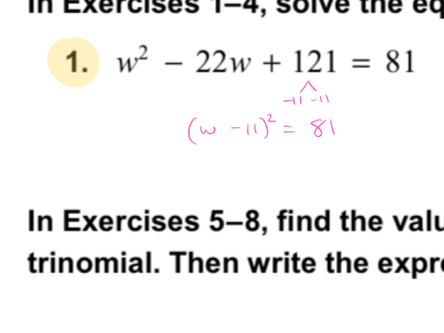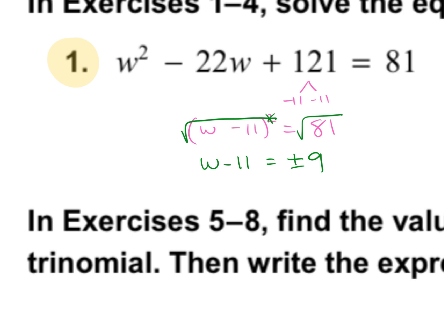Now we have it set up perfect so we can solve using square roots. I'm going to take the square root of both sides. So it cancels out with the squared. So I have w minus 11 is equal to what? Plus or minus 9. Don't forget the plus or minus.